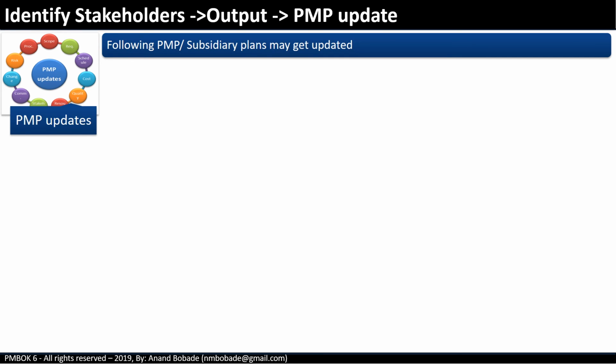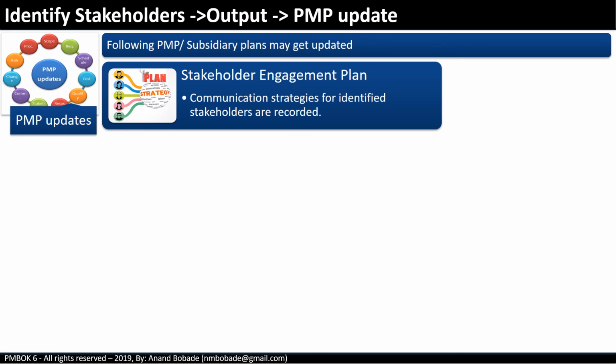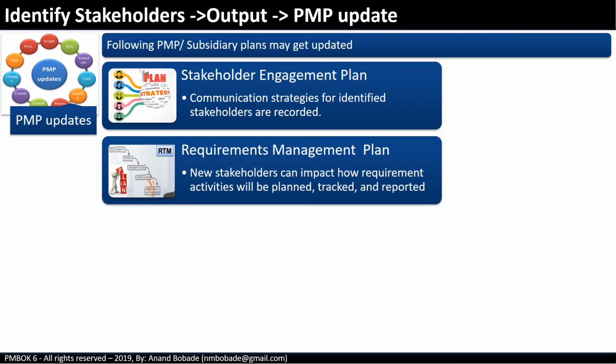Project management plan updates. The main component that will be updated is the stakeholder engagement plan. Agreed upon communication strategies for identified stakeholders are recorded in the stakeholder engagement plan. Requirements management plan: newly identified stakeholders can impact how requirement activities will be planned, tracked, and reported. So all this information will be updated in the requirements management plan.